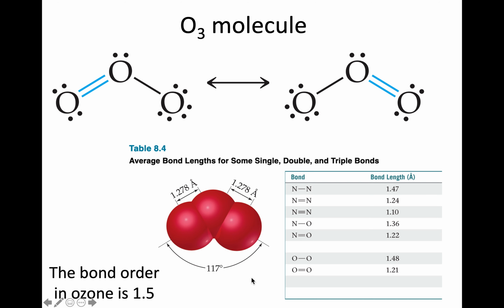Well, if we look at the actual structure, we see that both of the distances from an oxygen atom to the center are equivalent. That's best described by a bond order of 1.5. You see that that places a distance somewhere between a single bond and a double bond.